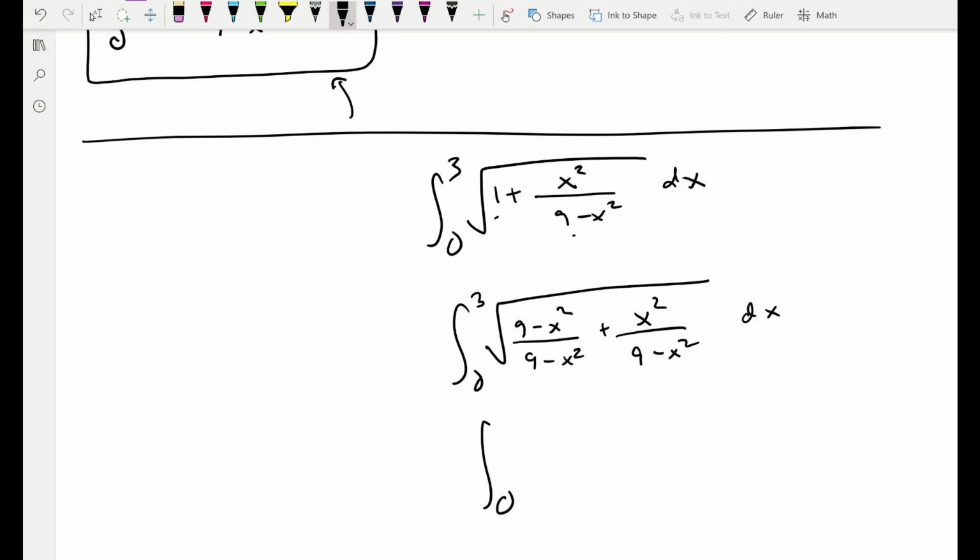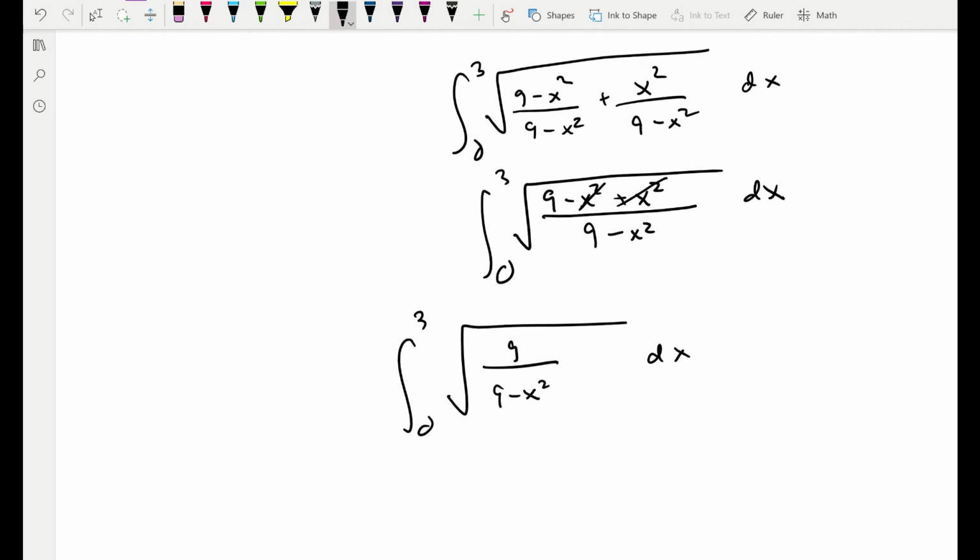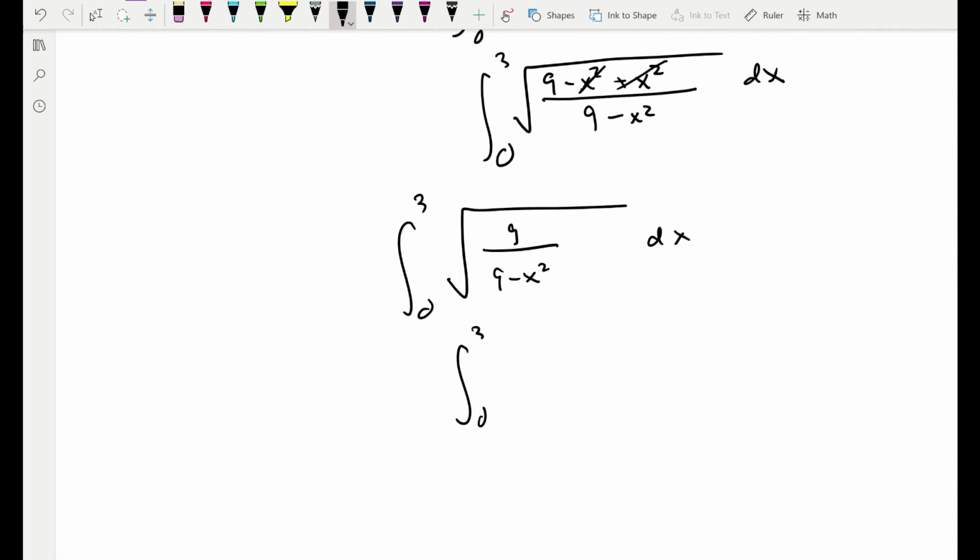So now we have a common denominator where the denominator is 9 minus x square, and the numerator is 9 minus x square plus x square. So x square cancels out. So what we get is square root of 9 over 9 minus x square. Now we can take the square root of the numerator and denominator separately. Square root of 9 is 3. Square root of 9 minus x square, well, we'll keep it like this.